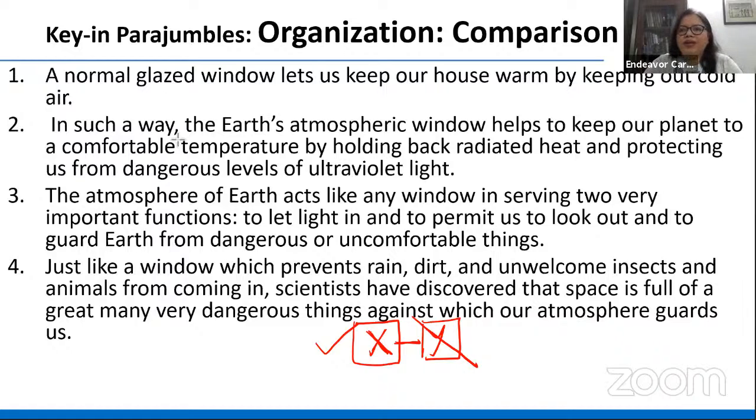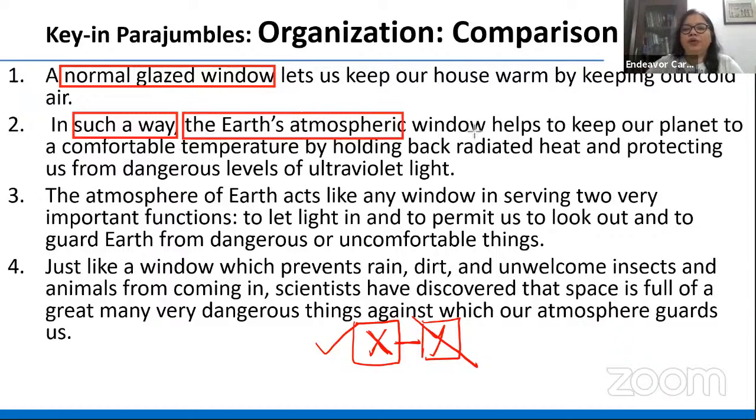So what are the important details? Let's read all the sentences. A normal glazed window lets us keep our house warm by keeping out cold air. So I'm talking of what a normal glazed window does. In such a way, so you can see the comparison there. The Earth's atmospheric window helps to keep our planet to a comfortable temperature by holding back radiated heat and protecting us from dangerous levels of ultraviolet light.